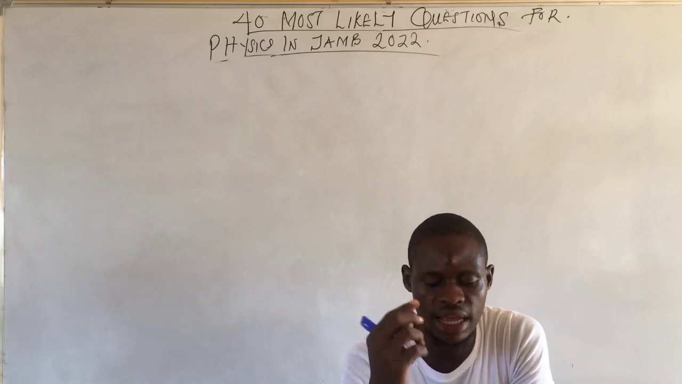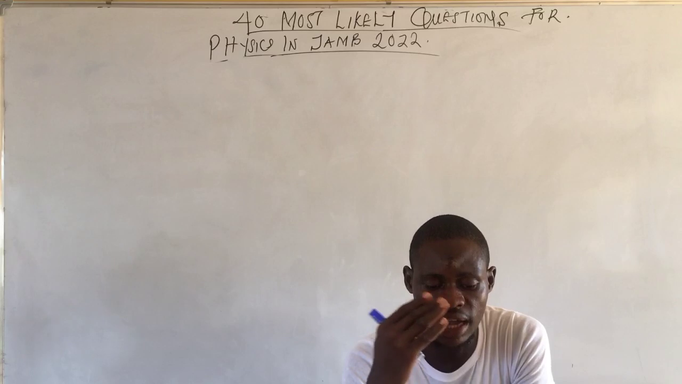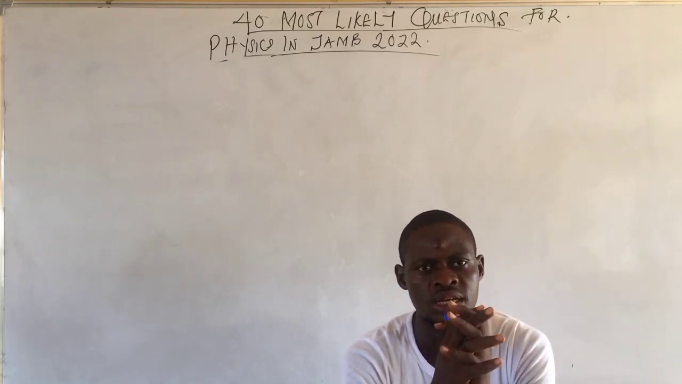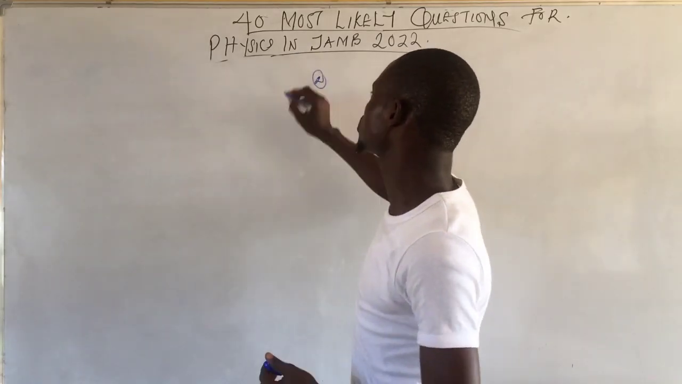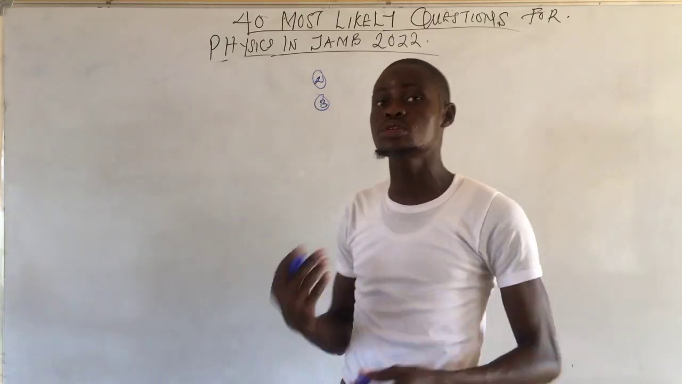So, for example, they ask for an example of scalar quantities. We know that we have work, time, mass, distance, and energy. All these are scalar quantities. Now, these are question two, that is the second question that is often set in Jamb. Now, let's take a look at the third question that is most likely to come out in Jamb.